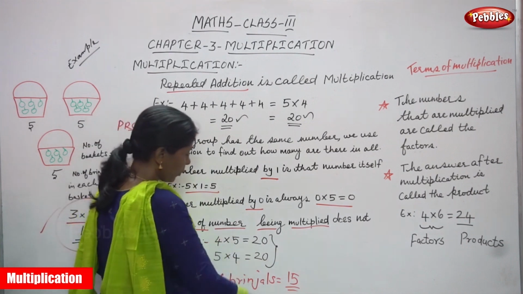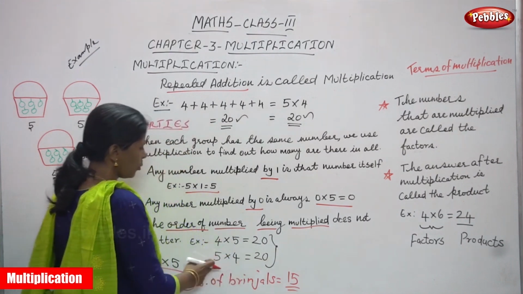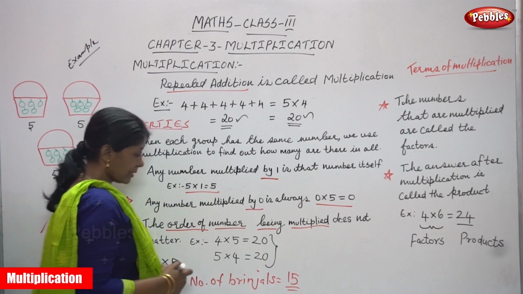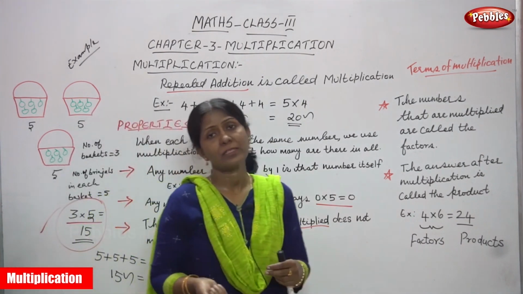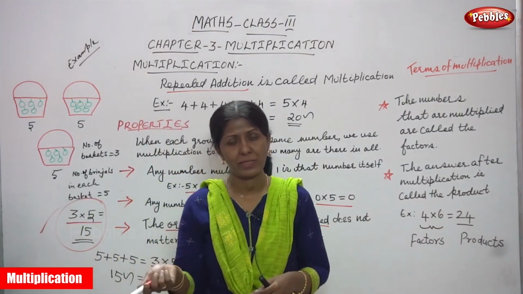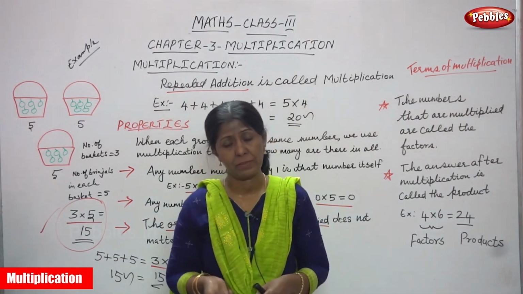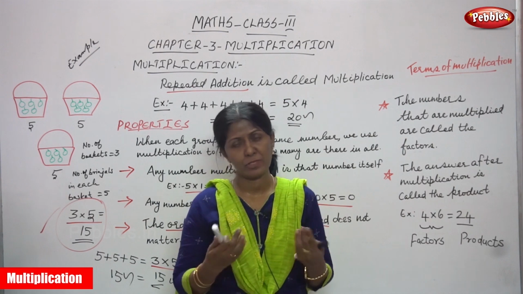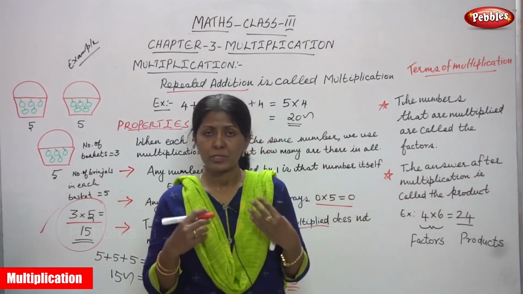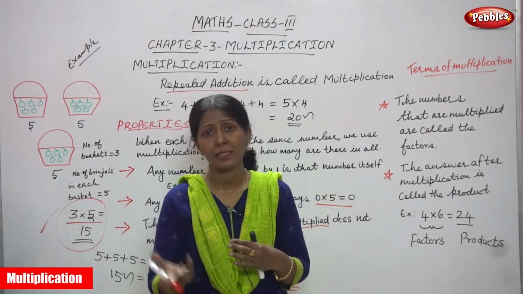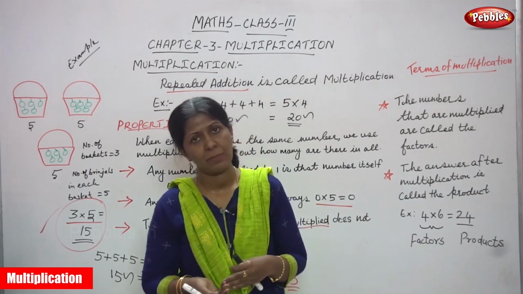Even the example, 4 into 5, you can get 20. Otherwise, 5 into 4 is equal to 20. That means if you want to change the order of the numbers, 4 into 5, you can get 20. You must say the multiplication table. You are going to say the fifth table. Otherwise, you can use the fourth table, whichever you are thorough in. You can use that table, no problem.